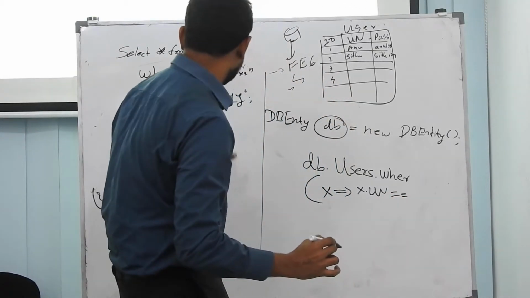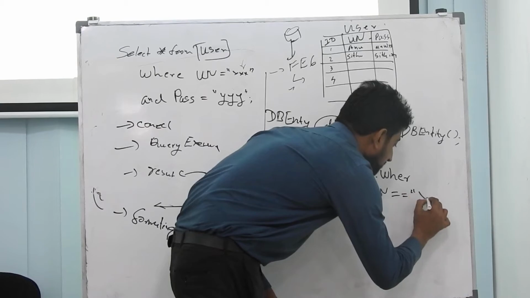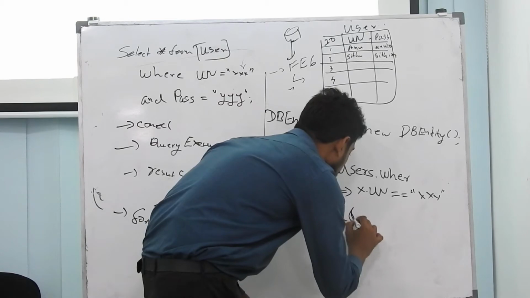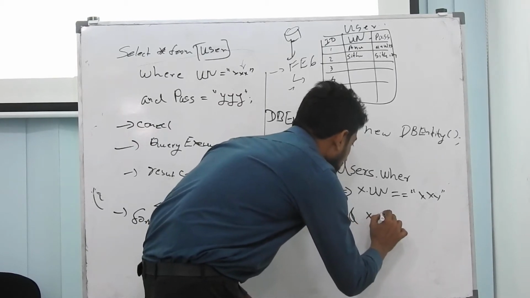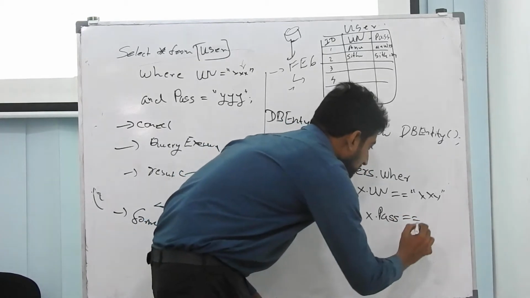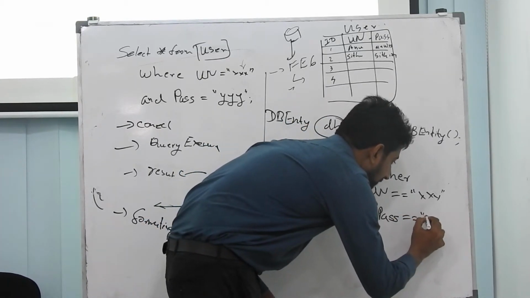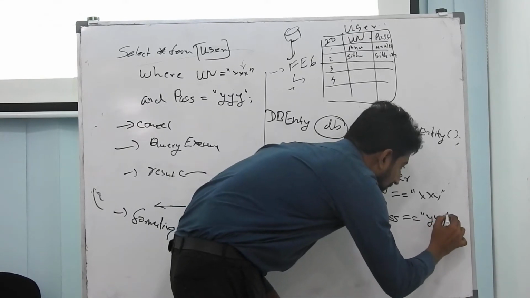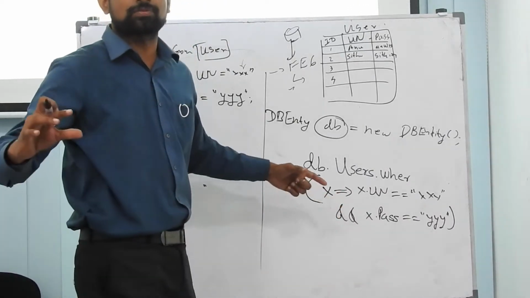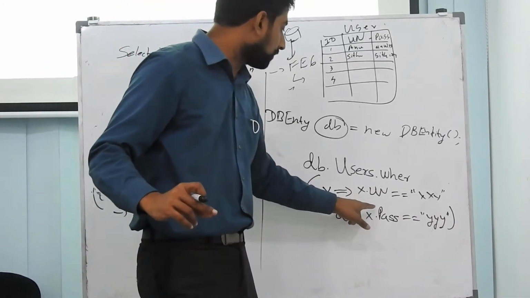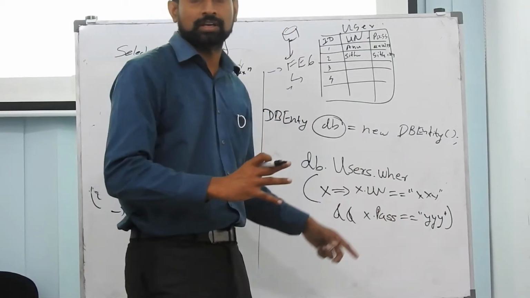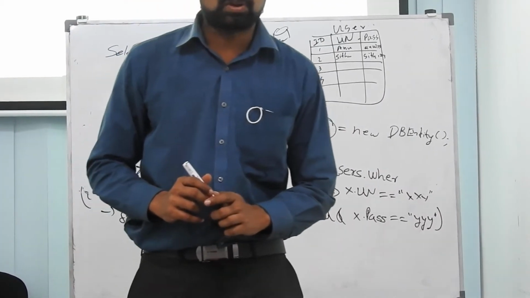equal something like XXX, and X dot pass equal something like Y. That's all. Then it will generate a list of the users who have the username X and the password Y both. If both match, you will get the result. But you have to be very careful.